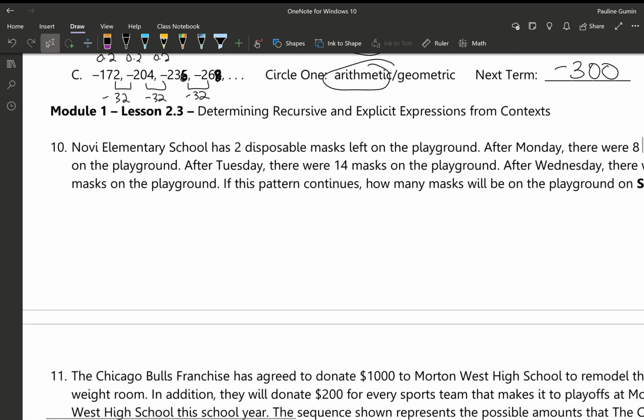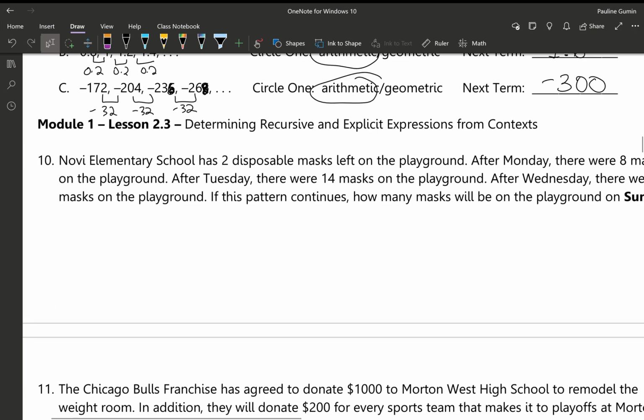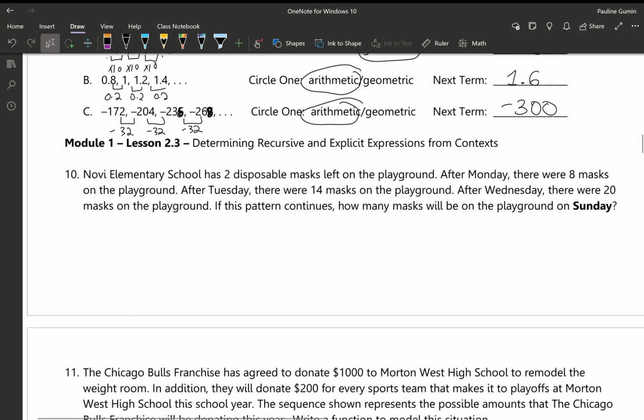All right. Novi Elementary School has 2 disposable masks left on the playground. After Monday, there are 8 masks. After Tuesday, 14. After Wednesday, 20. If the pattern continues, how many masks will be on the playground on Sunday?